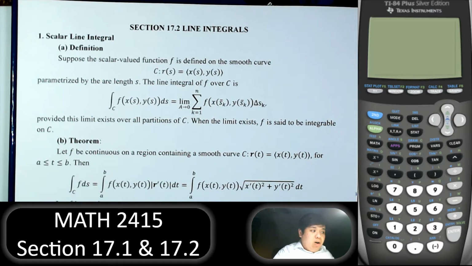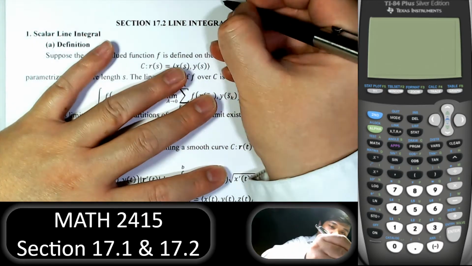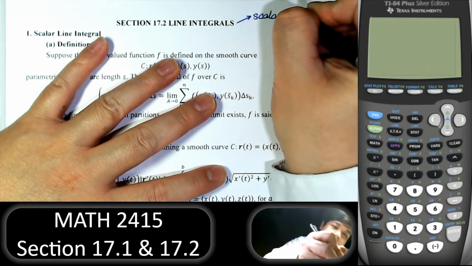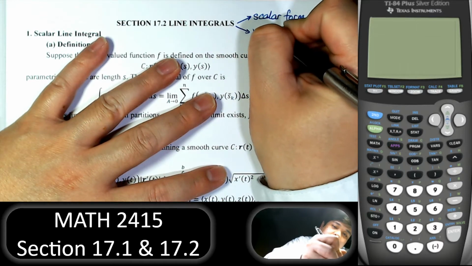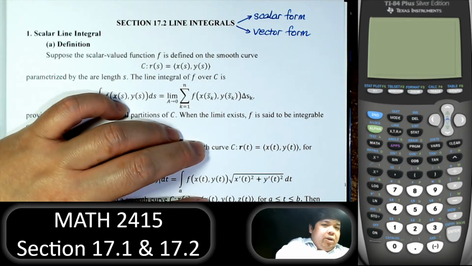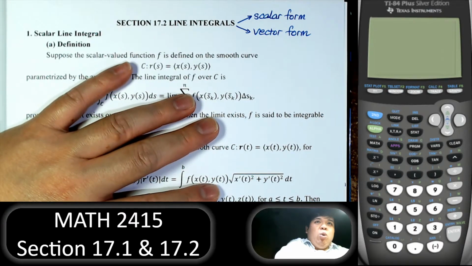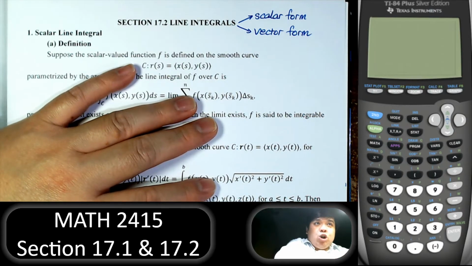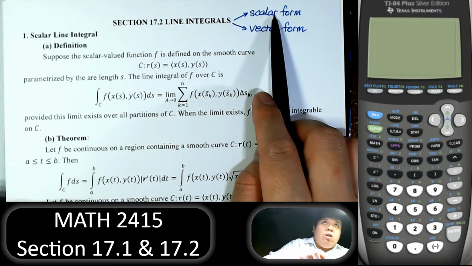So there are two forms of line integral. One of them is the scalar form. The other form is the vector form. If you read the book, that will be rather confusing. They throw a lot of formulas at you, even though there's something else too. But I say to focus only on two forms of line integral, the scalar form and the vector form.